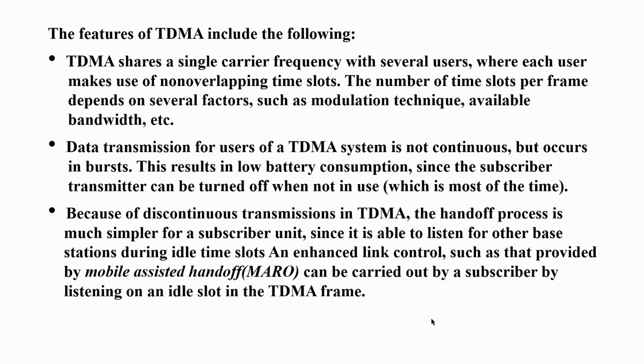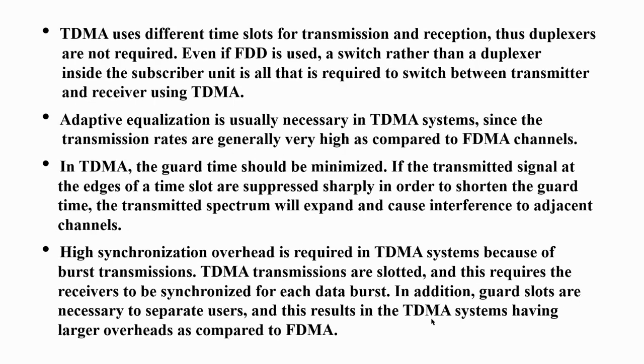The mobile in a TDMA system normally uses mobile assisted handoff. In an FDMA system, duplexers are required at the transmitter and the receiver end. But in TDMA, the data use different time slots, so there is no need for duplexers at the transmitting as well as the receiving end. But in TDMA, we need to use adaptive equalization, because we are transmitting data in different time slots and the data are in bursts. So there must be equalization and synchronization at the receiver end. So adaptive equalization is necessary in TDMA.